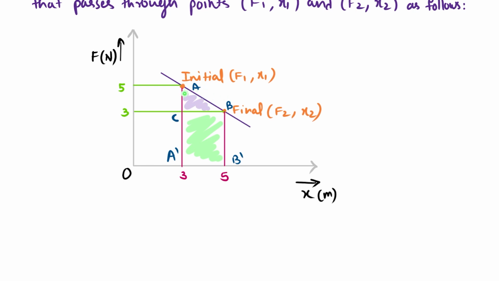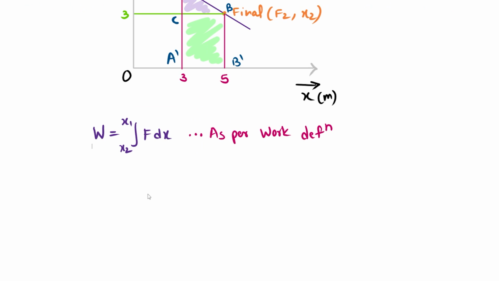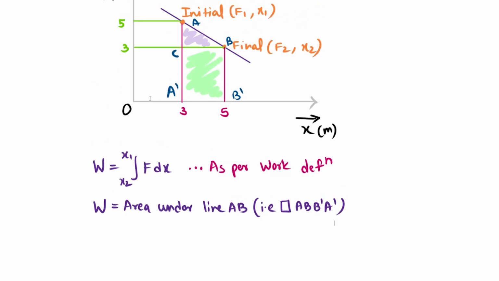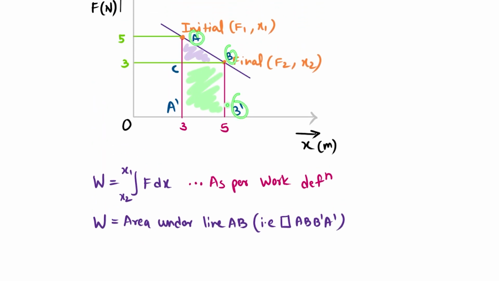And we know from the formula that if we calculate the area under this particular line, we would get our work done. So basically the area of quadrilateral B dash, A dash gives our work done. As I said, work done is equal to the integral of F dx from the limits x1 to x2, where this is the initial and this is the final displacement as per the definition. And in terms of graph, it is the area of our quadrilateral B dash, A dash.